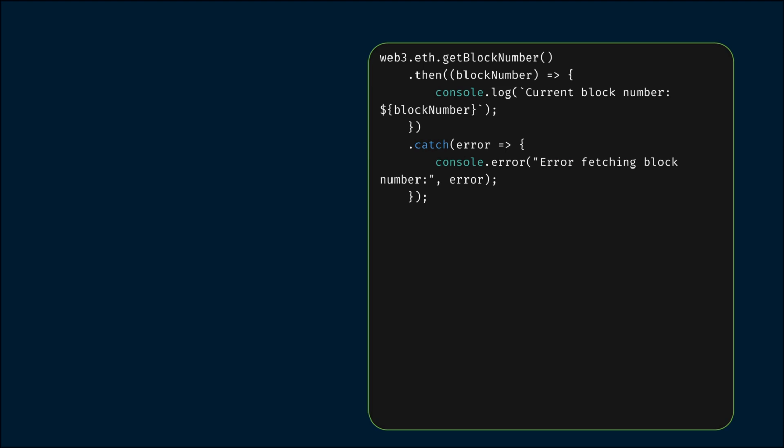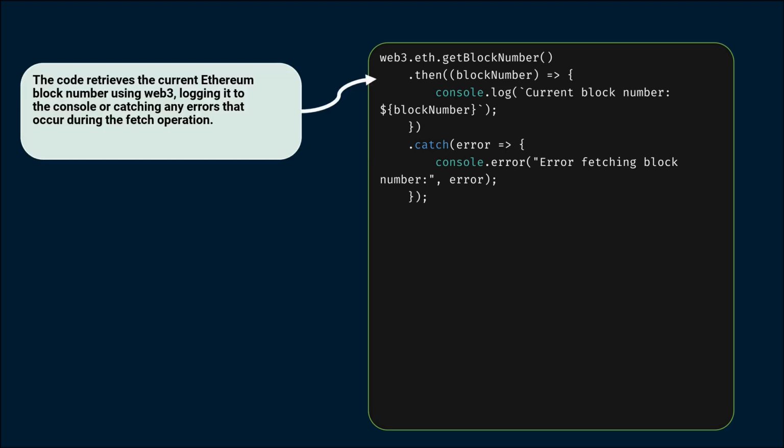Next, we will write the following code to retrieve the current block number from the Ethereum blockchain using the getBlockNumber method. This code calls the Web3 getBlockNumber function, which is asynchronous and returns a promise. Upon successful retrieval of the block number, the code logs it to the console, providing immediate feedback of the current block's height.